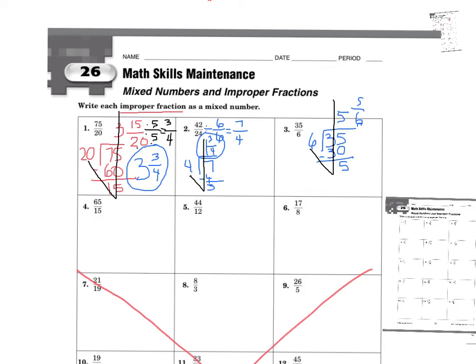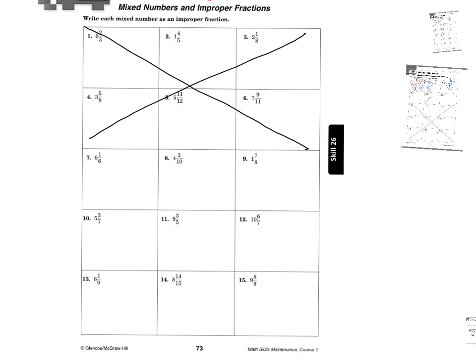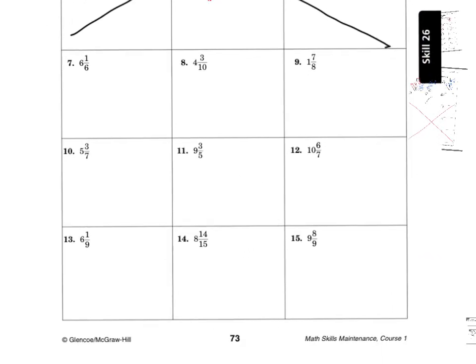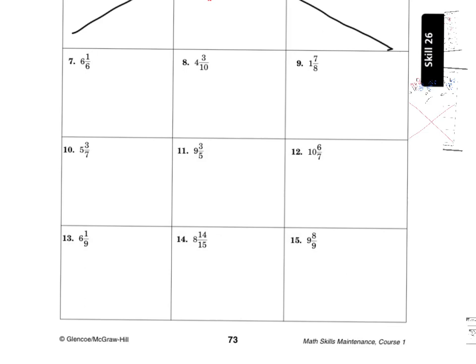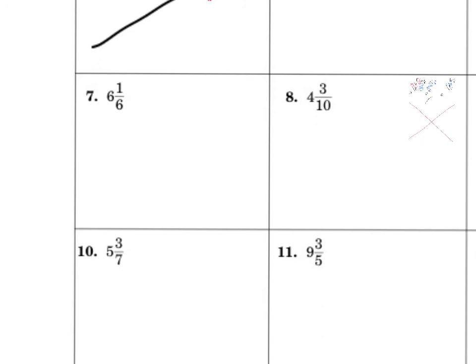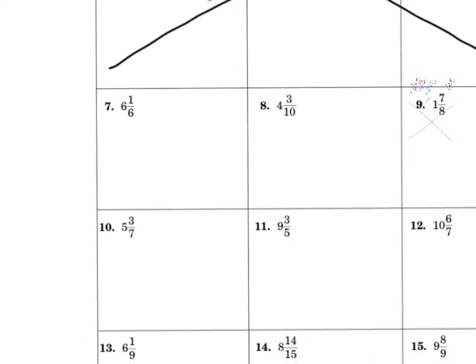Your job now is to do number 4, 5, and 6 on your own. The last set of problems is 7 through 15, and this is where we take a mixed number and change it into an improper fraction.